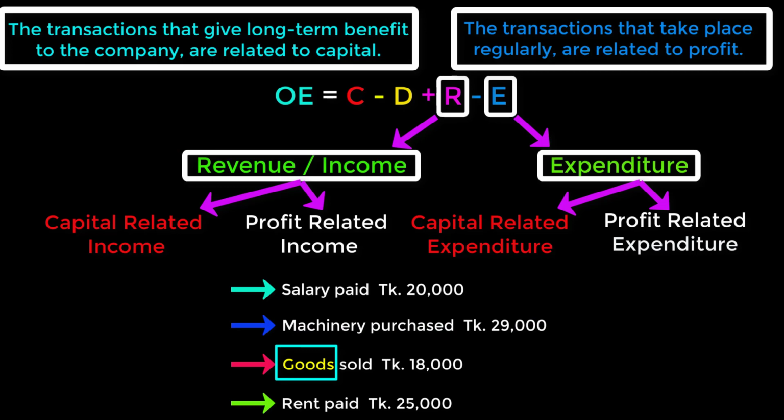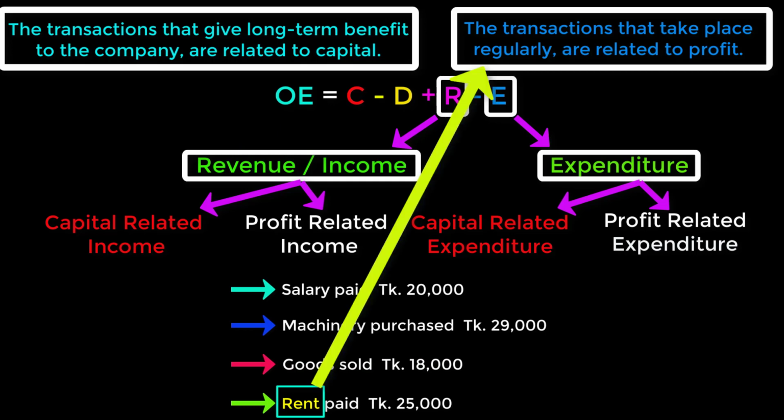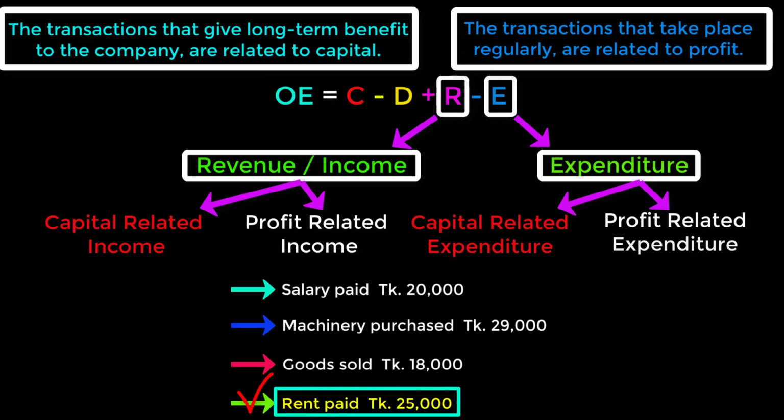Goods have to be sold regularly. That means we will have to consider this transaction to calculate the owner's equity. Rent has to be paid regularly. Therefore, we will have to consider this transaction to calculate the owner's equity.